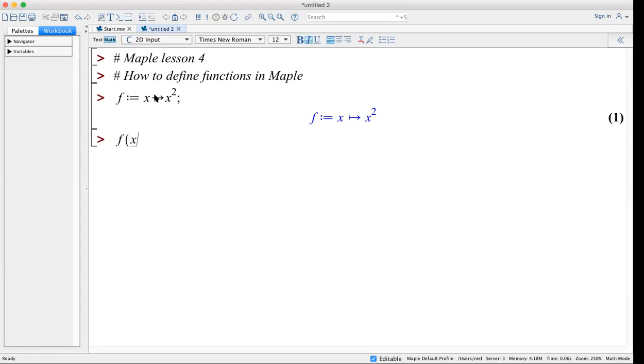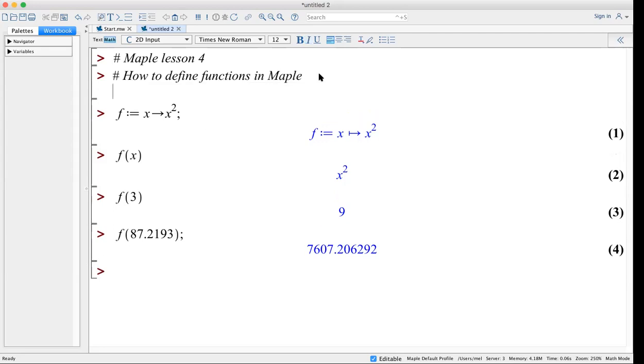Let's see. F of x is x squared. F of 3 is 3 squared, which is 9. F of 87.2193, that should be a decimal point. That's what it is.